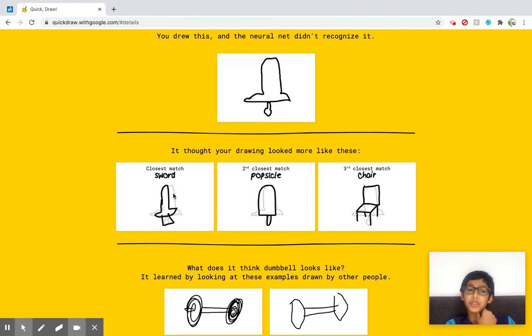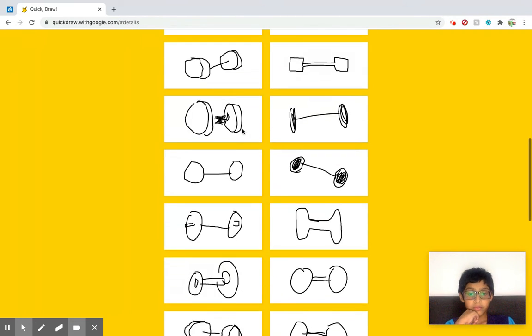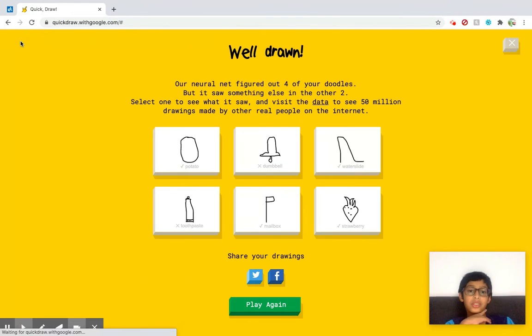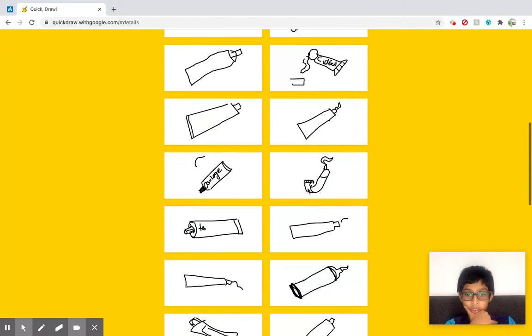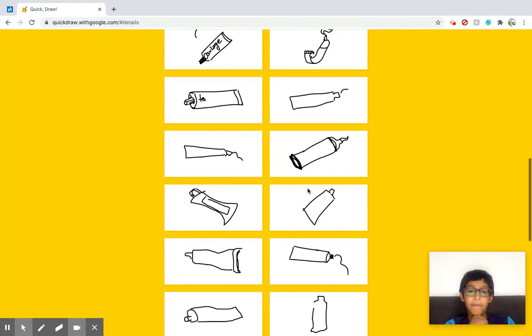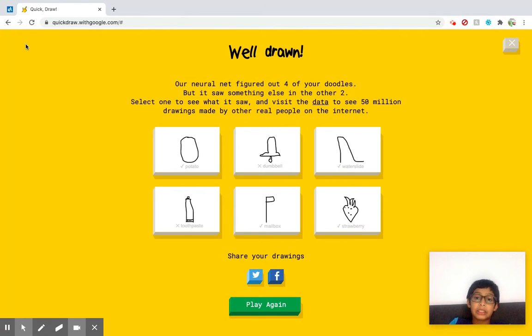Okay, what did people draw for a dumbbell? It thought it was a sword and a popsicle. Wasn't that close? Okay, toothpaste. Oh my god. These people are like masters. As you all can already tell, I'm not really the best at doodling.